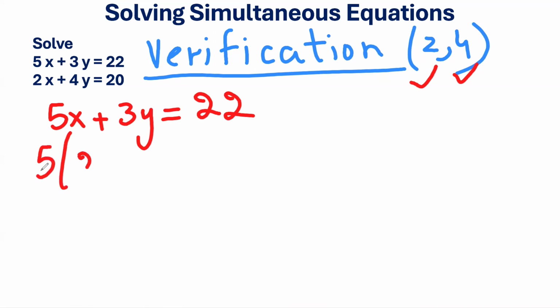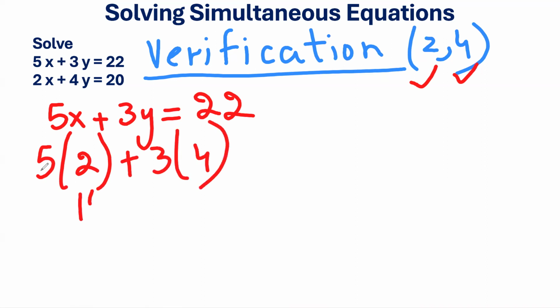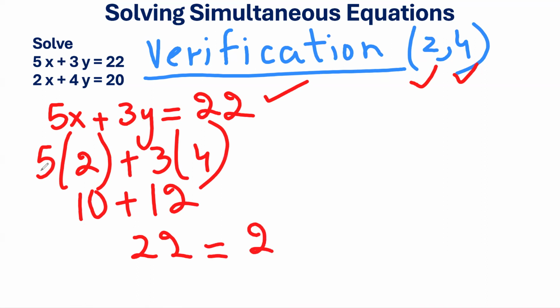x is equal to 2, we are substituting, and y is equal to 4. 5 multiplied by 2 is 10, and 3 multiplied by 4 is 12. So you can see this is 22. And the right-hand side is also 22. So the equation is satisfied.